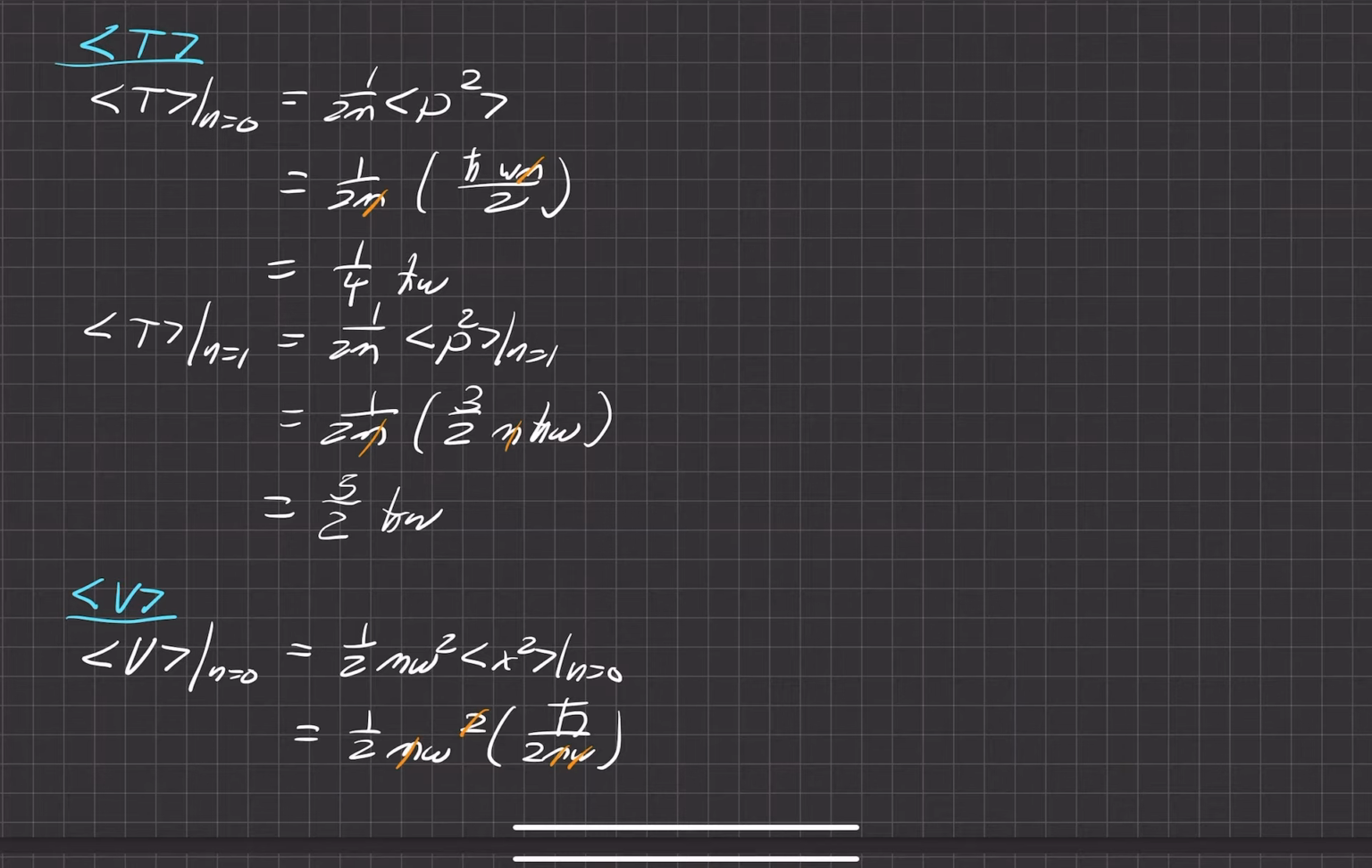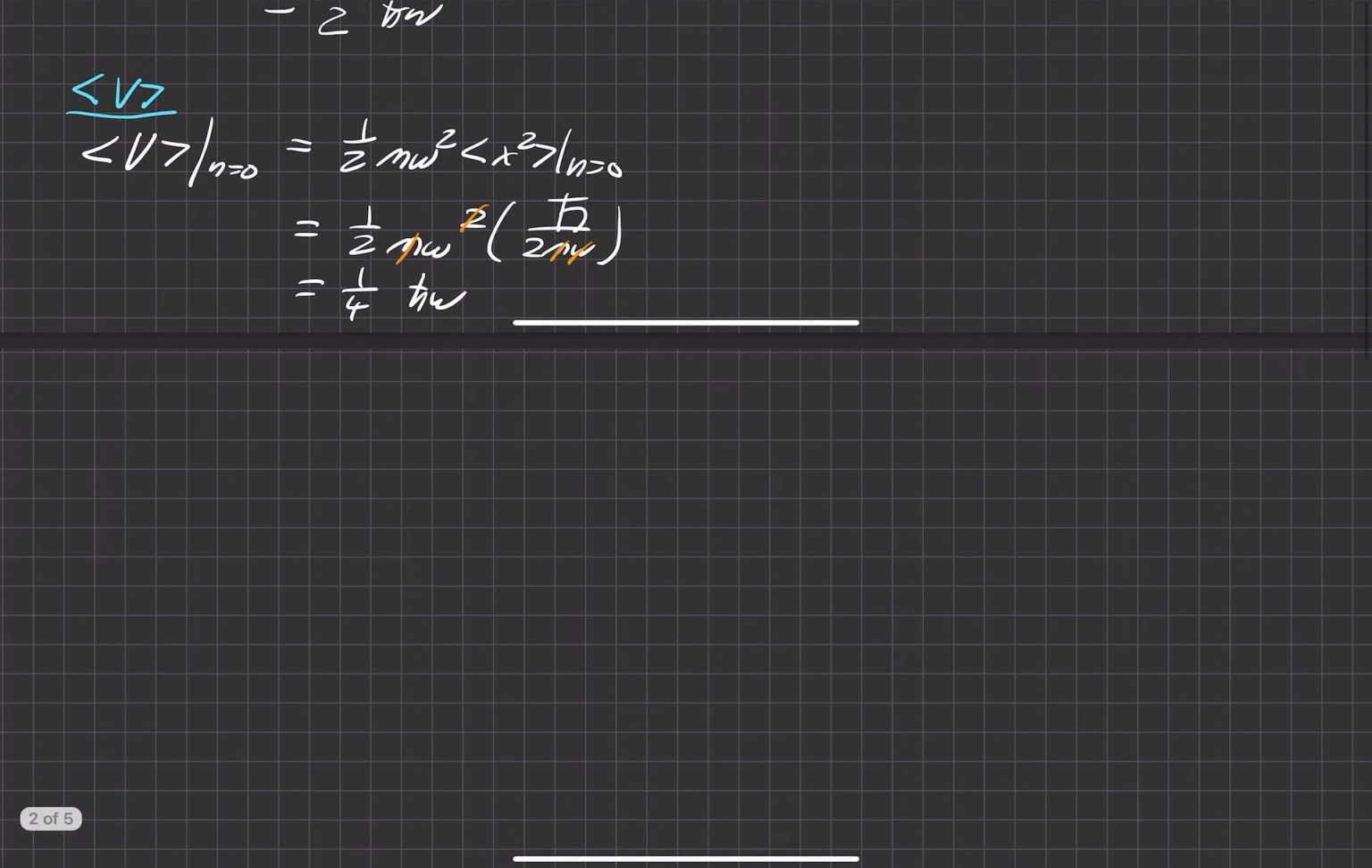The units appear to already check out. Look at that. Units of energy, perfect. So we'll go ahead and scroll up here. So that was for the ground state. Now we'll move on to the first excited state.